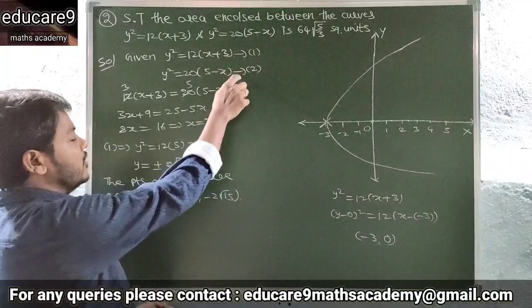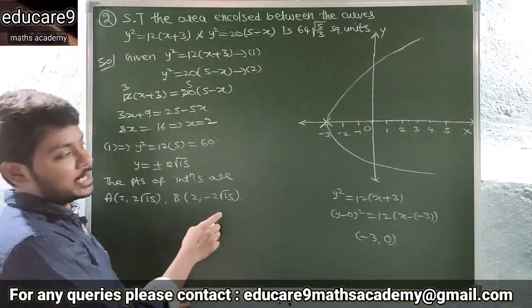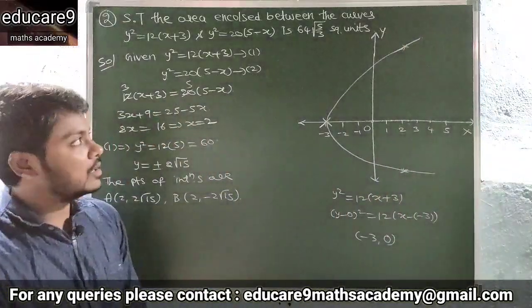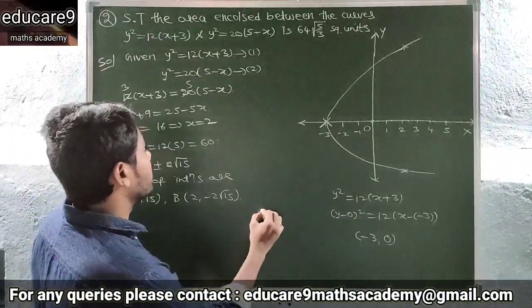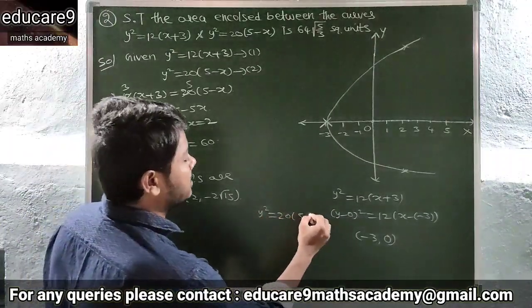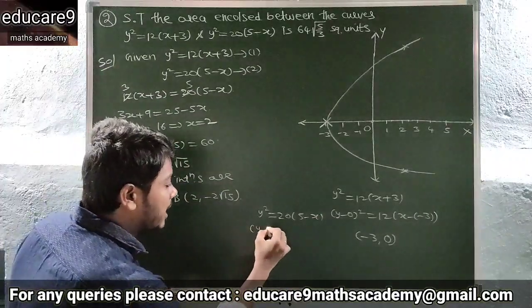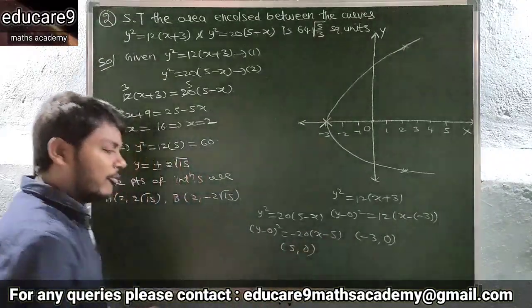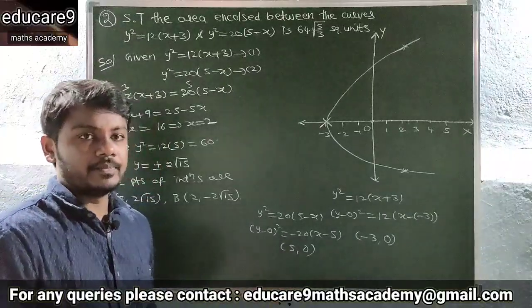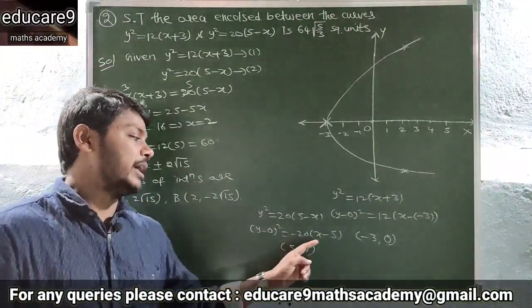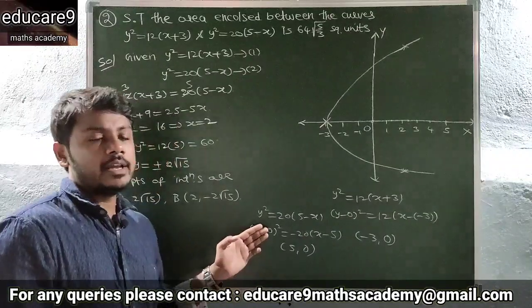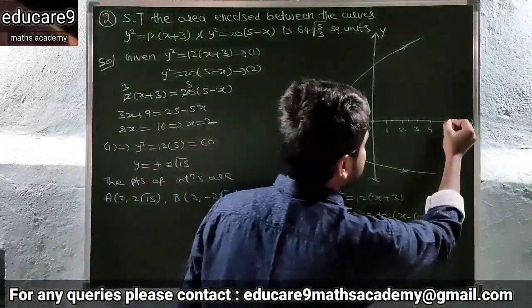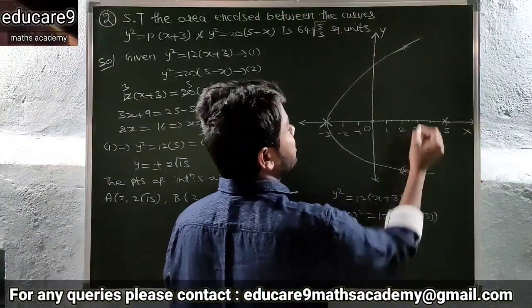So clearly the points of intersection of 1 and 2 are 2 comma 2 root 15 and 2 comma minus 2 root 15. Suppose this is 2 comma 2 root 15 and this is 2 comma minus 2 root 15. Now the second one, y square is equal to 20 into 5 minus x. Again this can be written as y minus 0 whole square equals minus 20 into x minus 5. So the center of this parabola is 5 comma 0. It is in the form y minus k whole square equal to minus 4a into x minus h. So it represents a parabola and this parabola opens along the negative x-axis side, and the center is 5 comma 0. And these two are the points of intersection of the two curves.